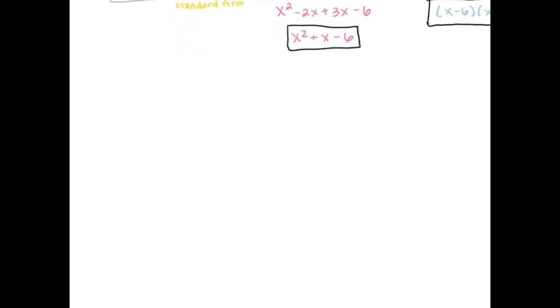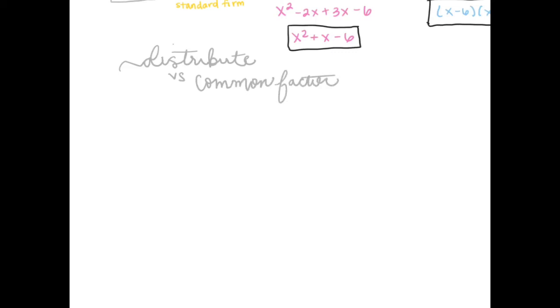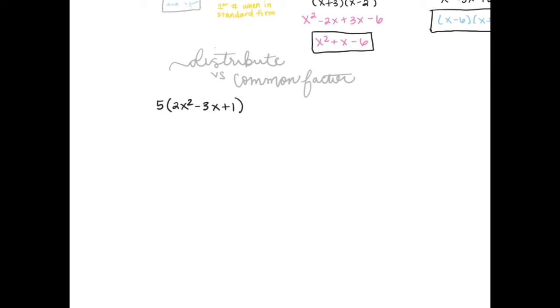Something else that students like to confuse is when you distribute versus common factor. You know what to do, but when you see those words, sometimes our brains have a little bit of a heart attack. Okay? So distribute. When you are distributing, really, all you are doing is you're multiplying. So that's when you see a monomial, or that little 5 with parentheses and a polynomial. So all you're going to do is take that 5 and multiply it into every single term inside the parentheses. So you've got 10x squared minus 15x plus 5.